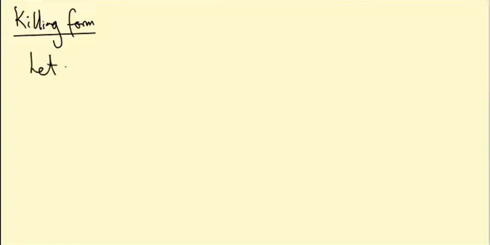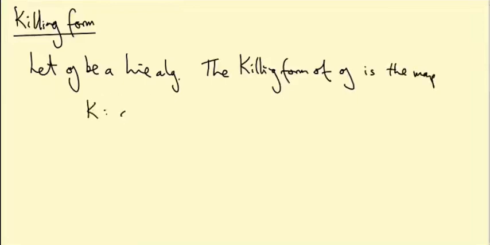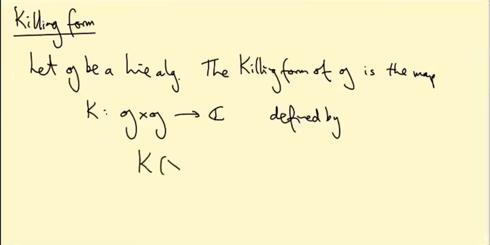So let little g be a Lie algebra. The Killing form of g is the map k from g times g to the field we're working over, which most of the time is C, defined by k of x comma y equals the trace of ad x times ad y.